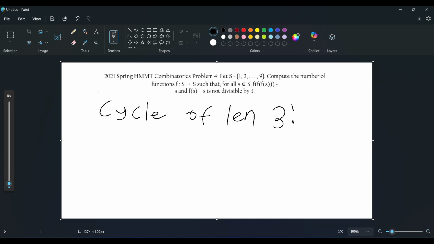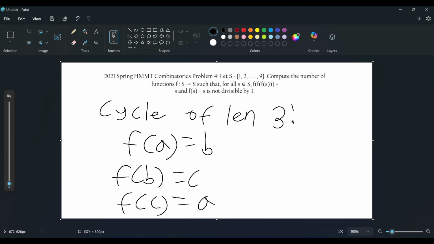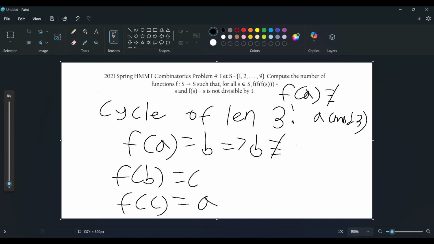Okay, so now let's go back to that notation. f of a equals b, f of b equals c, and f of c takes us right back to a. So we can plug in all of these variables here for s in the second condition. Let's plug in a here. So f of a minus a is not divisible by 3. So I can say that this is not congruent to 0 mod 3. I can move the a over to this side, and that essentially gives me that f of a is not congruent to a mod 3. But look, f of a is equal to b. So what that tells me is b is not congruent to a mod 3.